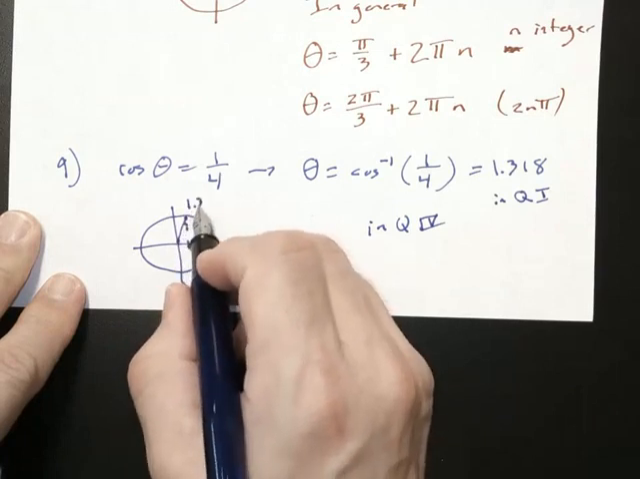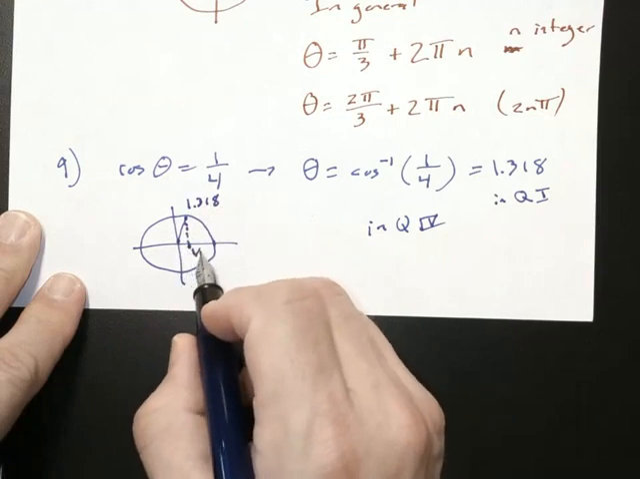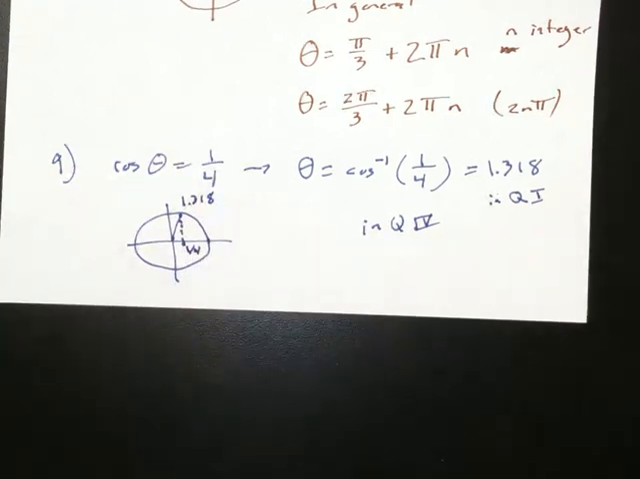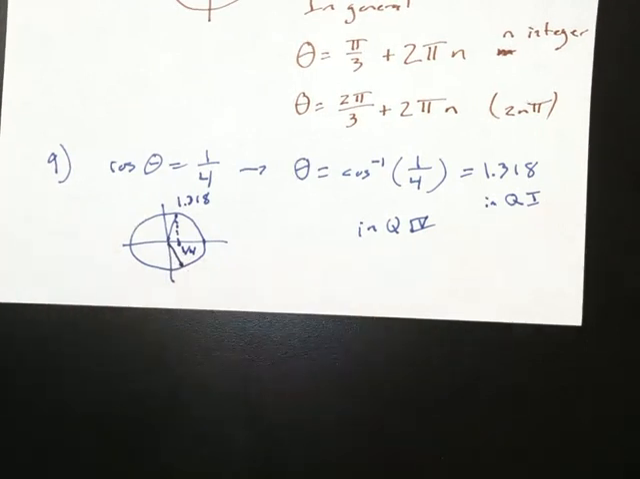There's my first angle. And it hit the x-axis at 1/4. That's what it means to have a cosine value of 1/4. That means that my other angle is down here. What's the value of that angle?